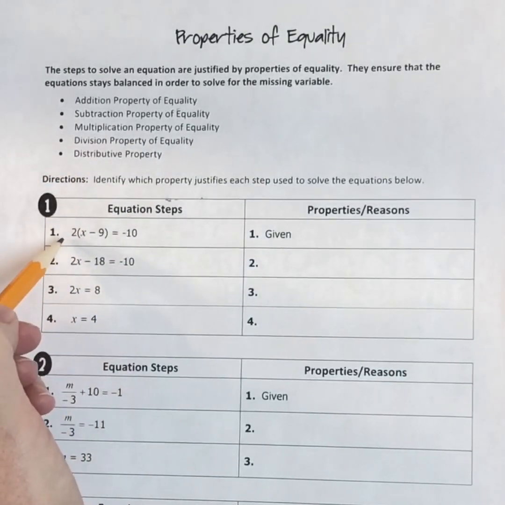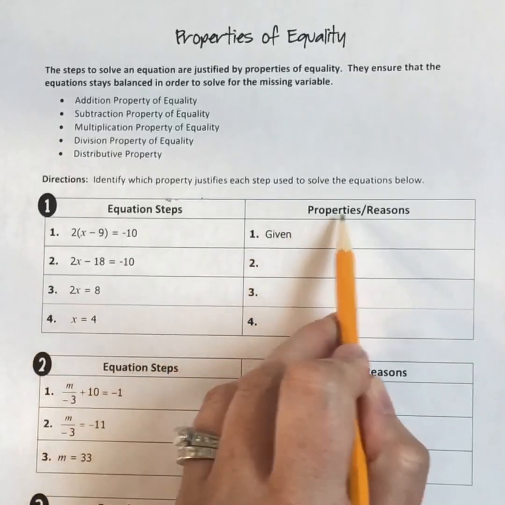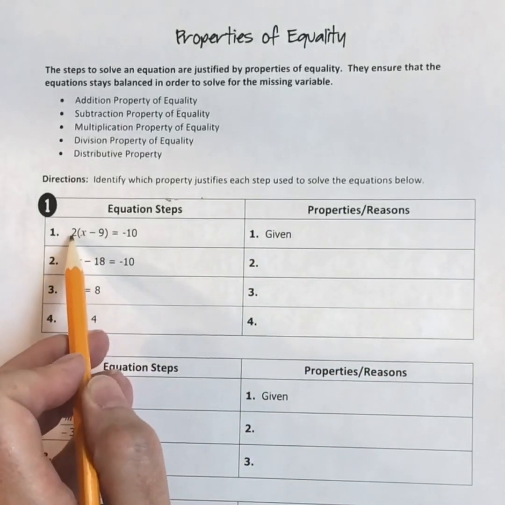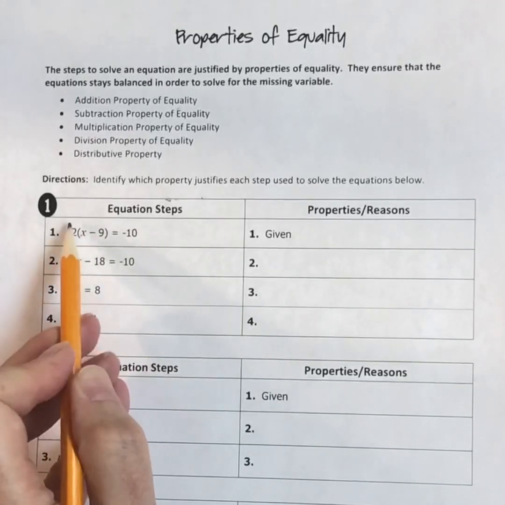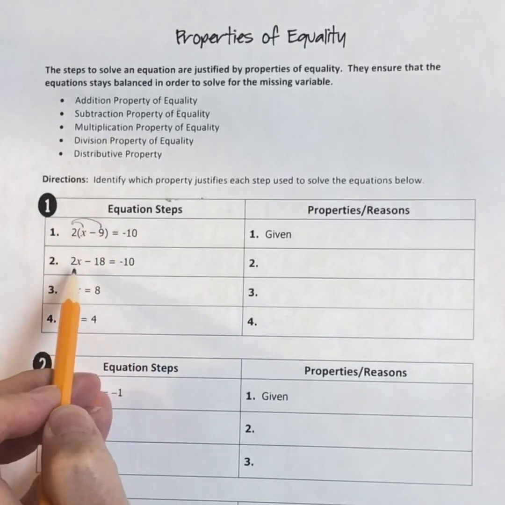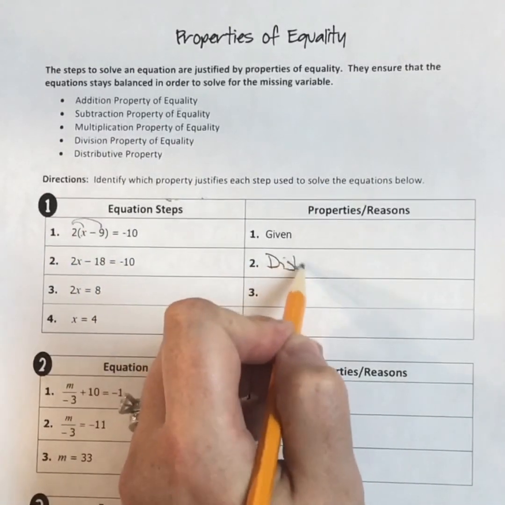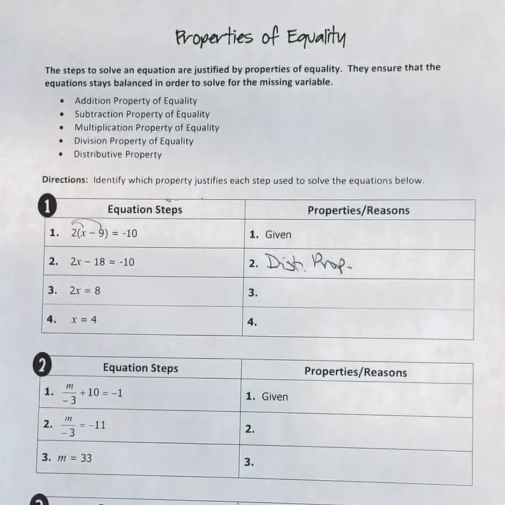So like in number one, statement number one is always given for the reason because that's the given problem. So if we look at the difference between step 1 to step 2, we would notice that the 2 was distributed on the left-hand side. So that's actually the reason, and I just abbreviate these.